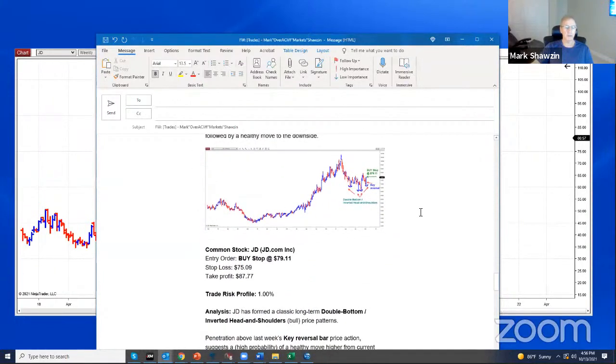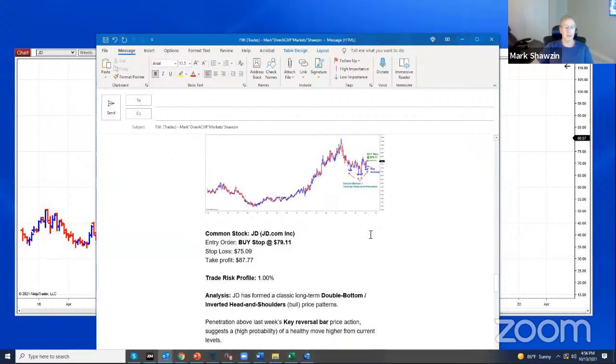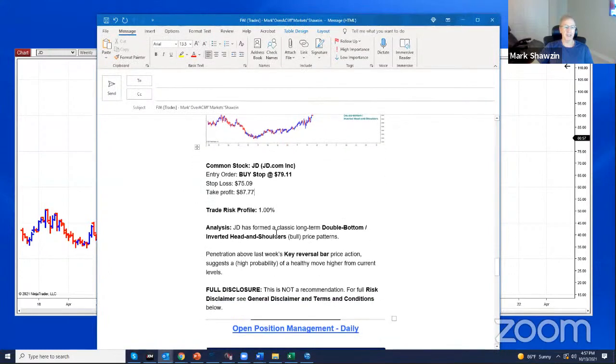So here was the entry order for last Sunday. We closed at 80.57. You would have been in on a buy stop at 79.11 with a stop loss up here and a take profit here, and I'll probably move that take profit. In my email, I basically said JD has formed a classic long-term double bottom, inverted head and shoulders bull price pattern. Penetration above last week's key reversal suggests a high probability of a healthy move higher.